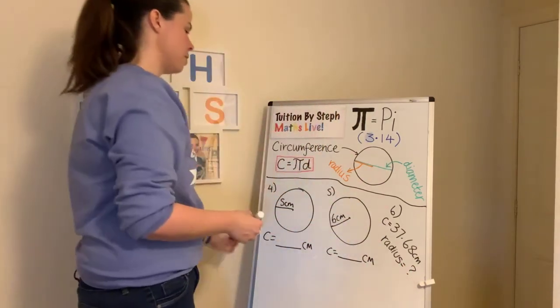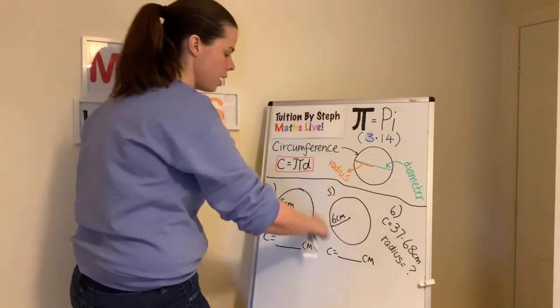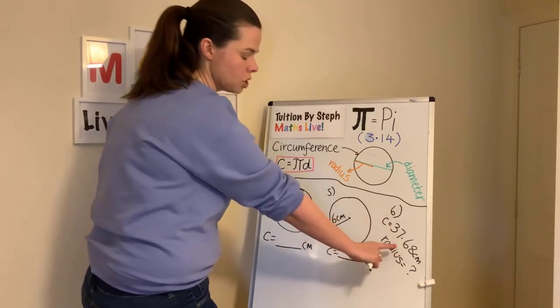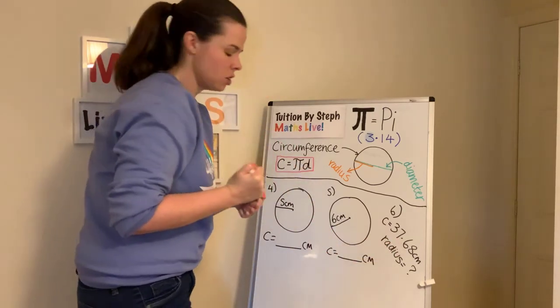So those are your 3 questions. Question 4, work out the circumference. Question 5, work out the circumference. And then the last one, we're told the circumference. From that, can you work out what the radius of that circle must be?